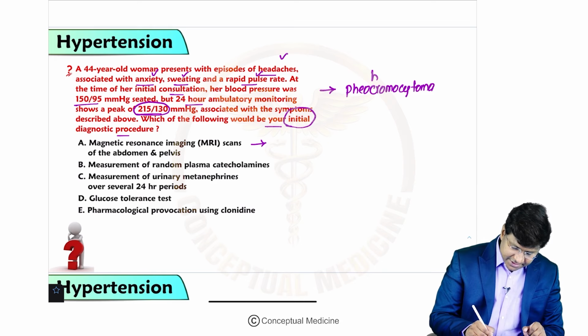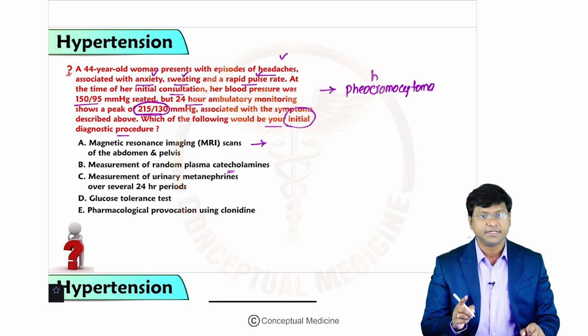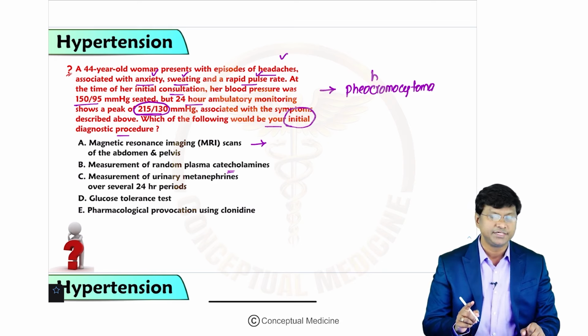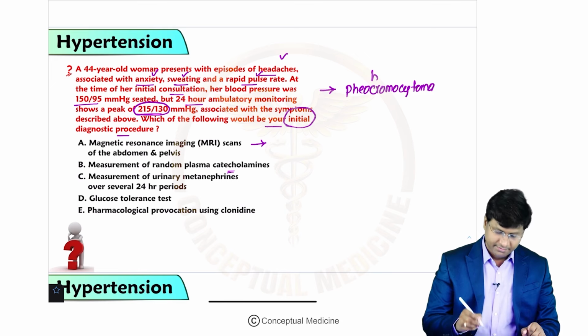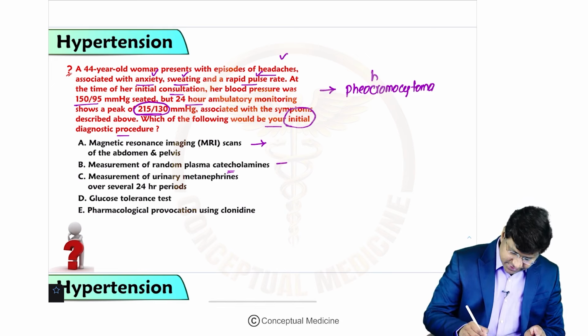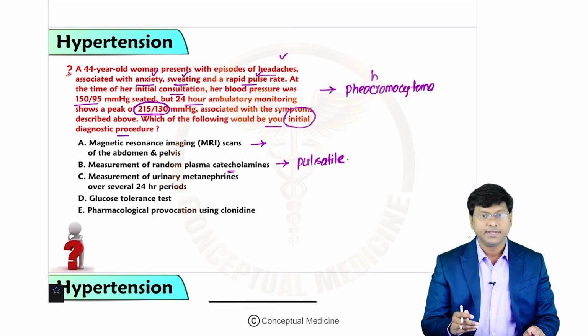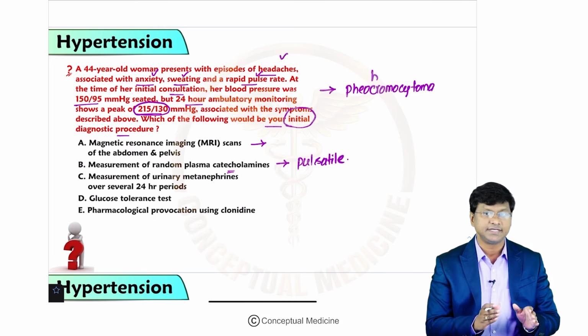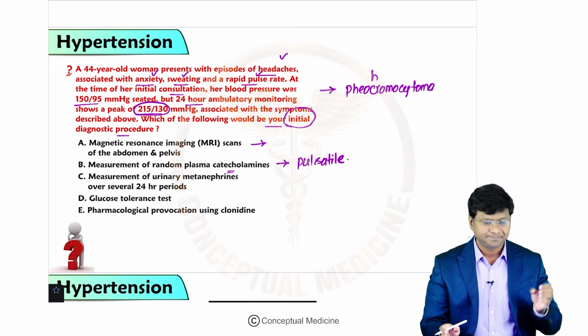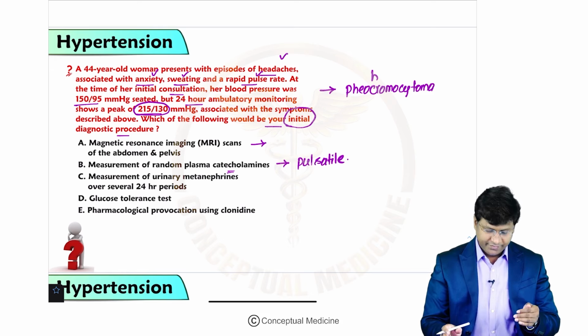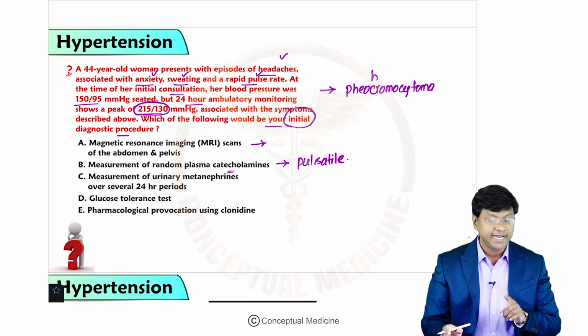Measurement of random plasma catecholamines. Please remember, catecholamines should never be measured randomly. Why? Because there is a pulsatile secretion of the catecholamines. Pulsatile means that intermittently there will be release of the catecholamines. So, whenever there is pulsatile secretion of the catecholamines, please remember, random plasma catecholamines should never be measured.